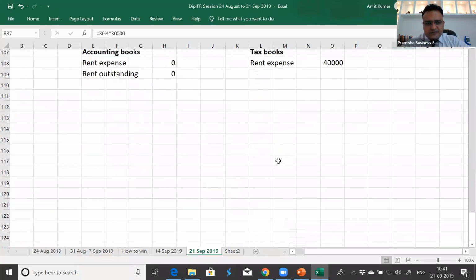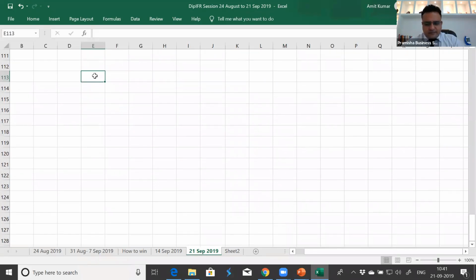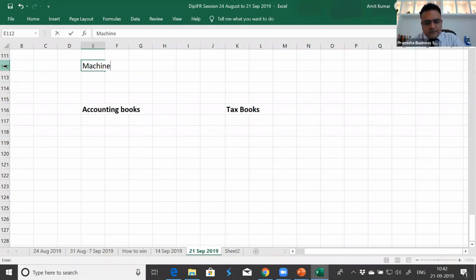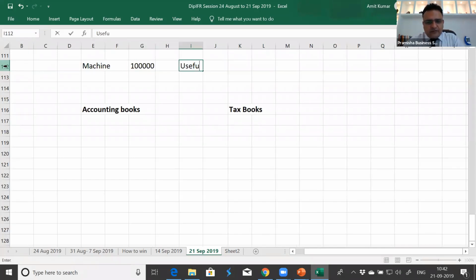Okay, let me show you. Accounting books. Tax books. We bought a machine for 100,000. Useful life 5 years. Using the straight line method of depreciation, we are charging depreciation of 20,000 each year.